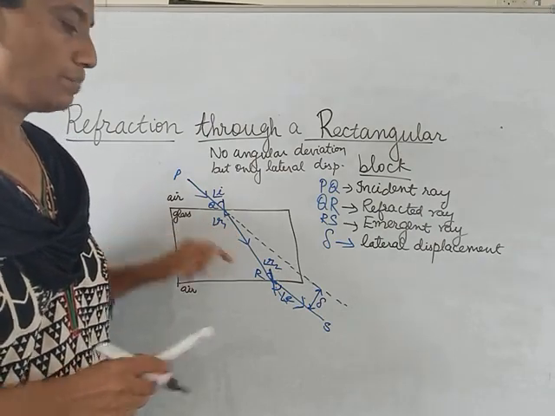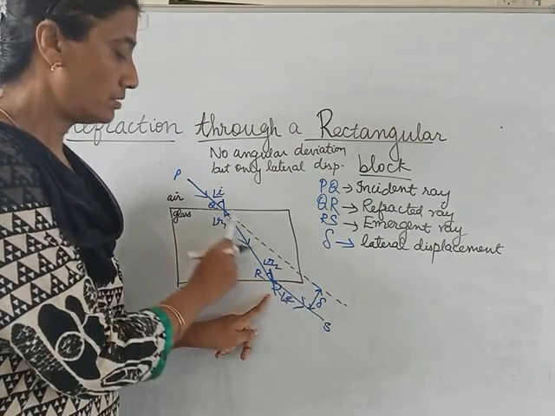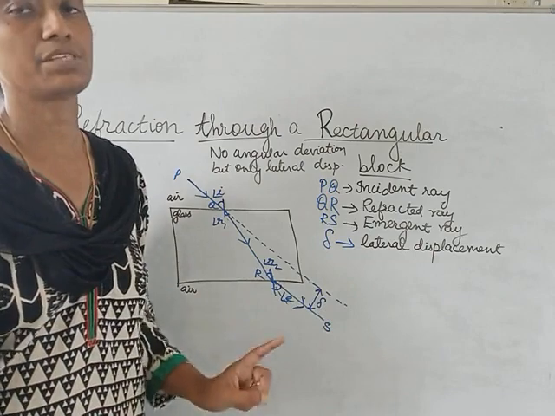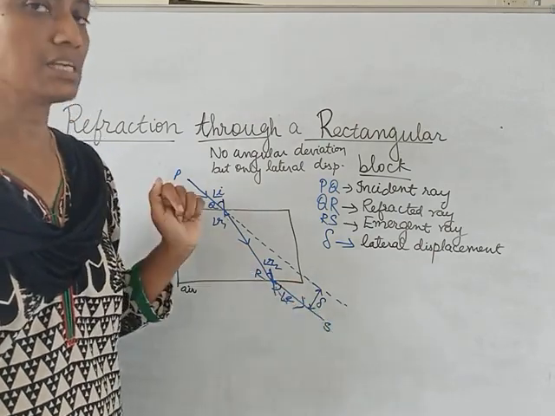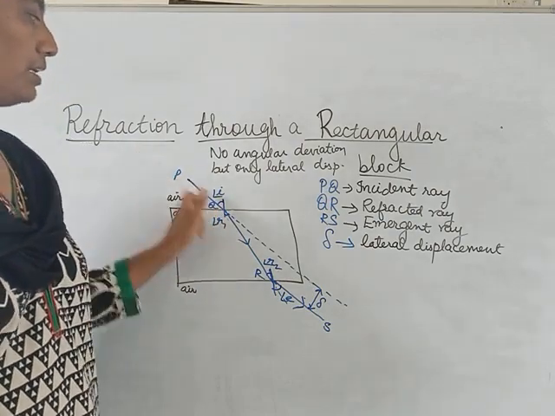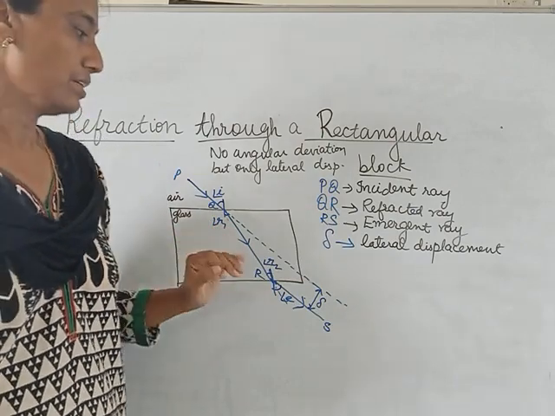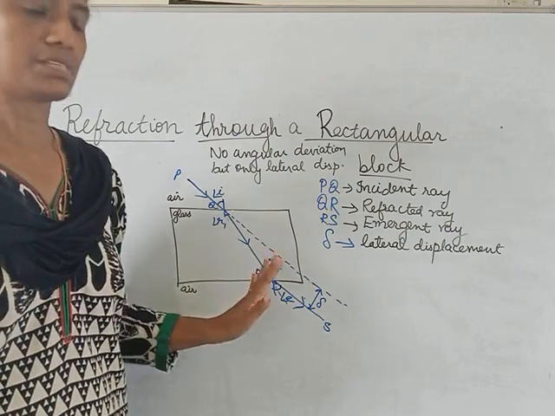So draw it properly. Make sure this emergent ray comes parallel to this extended incident ray. These two should be parallel, otherwise your diagram is wrong. Draw it in such a way that this is parallel to this, and please use scale and pencil, and make sure you are marking all this PQRS and all that. So this is an important diagram that comes in the exam.